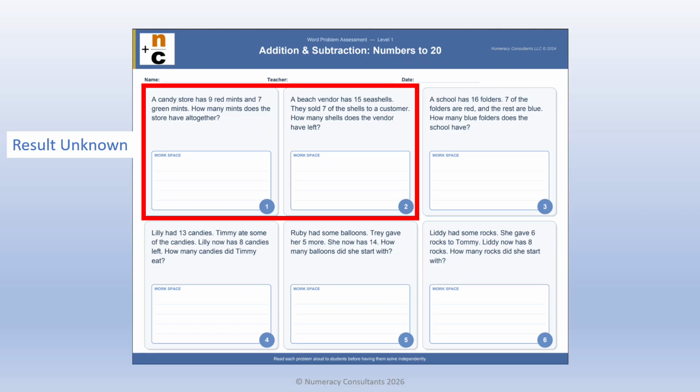So the first two questions on the assessment are known as result unknown. Result unknown questions have two different structures within them. The first one is a total, combine, or part-whole, and what that means is there's no action.